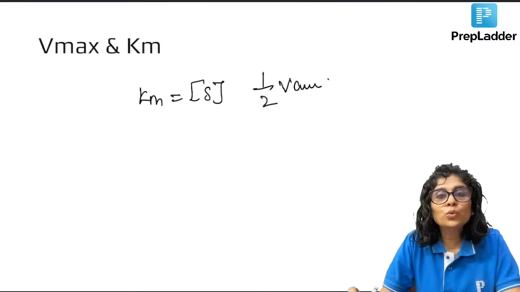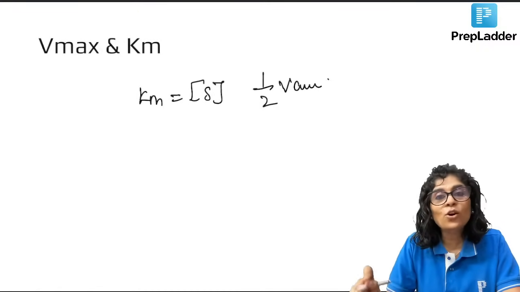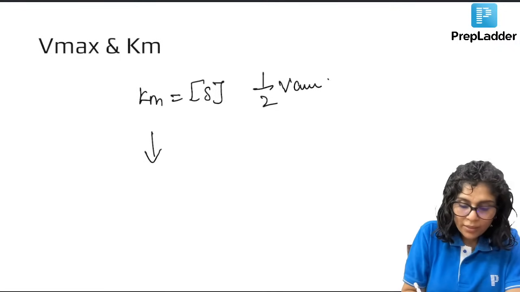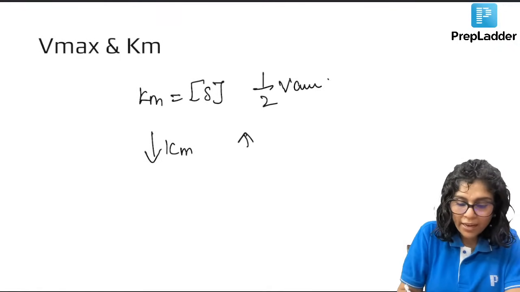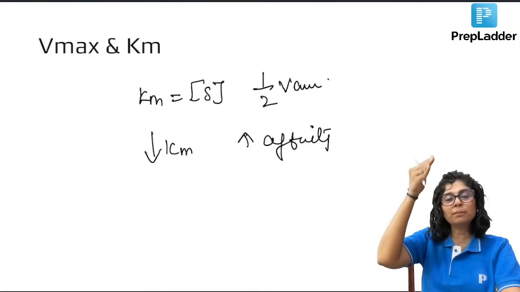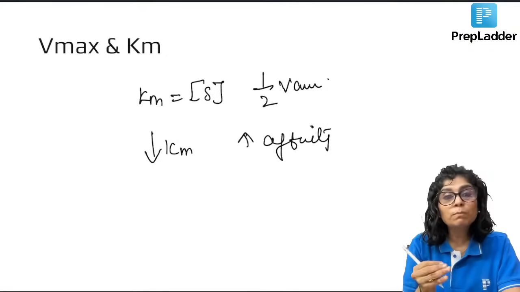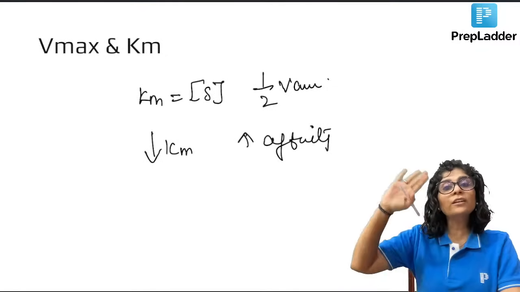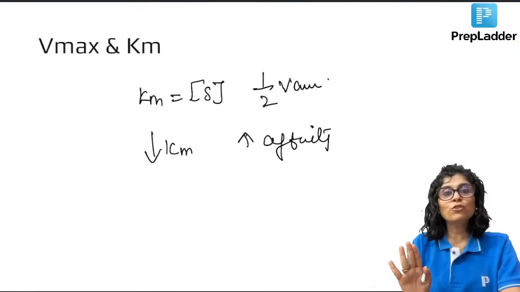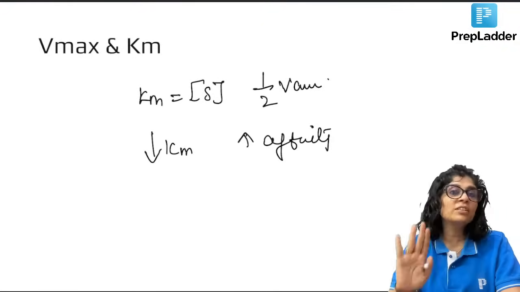All that you need to know is what is Km? It's a substrate concentration at half maximal velocity. The lower the Km, the higher the affinity. Km and affinity are inversely proportional. Whenever the enzyme exhibits lower Km, it means the enzyme exhibits higher affinity for the substrate. So these are the facts that you need to know about what is Vmax and what is Km.